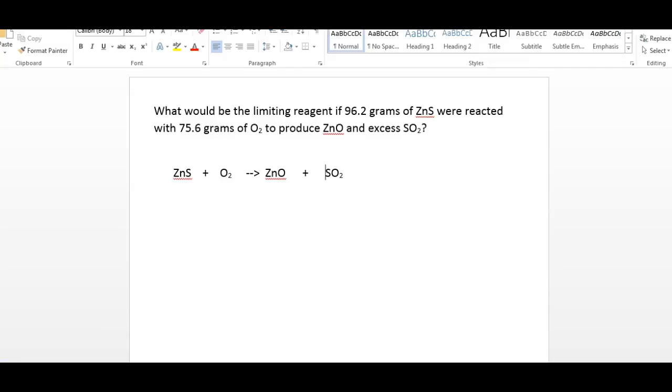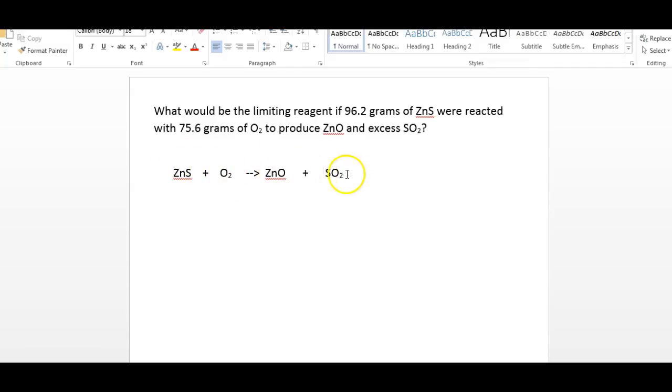So here we have two reactants, zinc sulfide and oxygen gas, and we're producing zinc oxide and sulfur dioxide. So we're going to write out the equation. We have it right here. Then we just need to balance it.